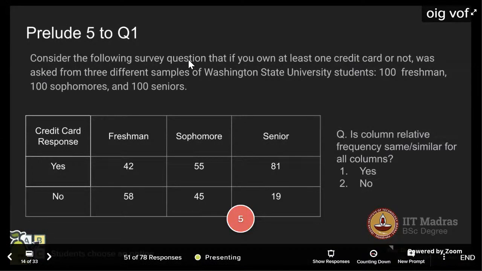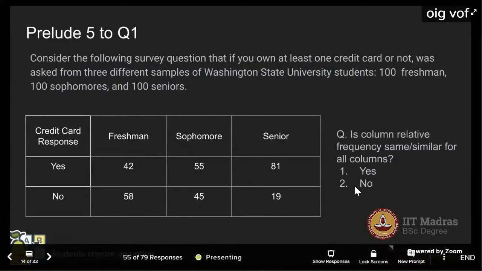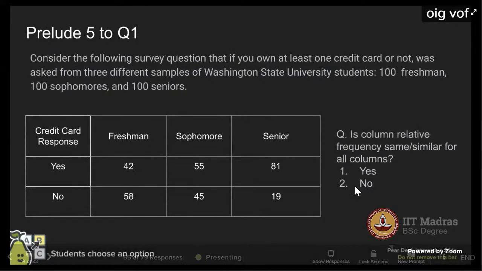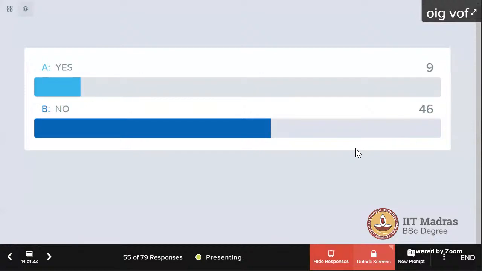Yes, please. For a table to be associated, we have to check both the column and the row relative frequency, or one of them is correct. One of them is sufficient. If row relative frequencies are similar, then column relative will also be similar. If row relative are not, then column relative also not, and vice versa. If they're not similar, then they are associated, right?